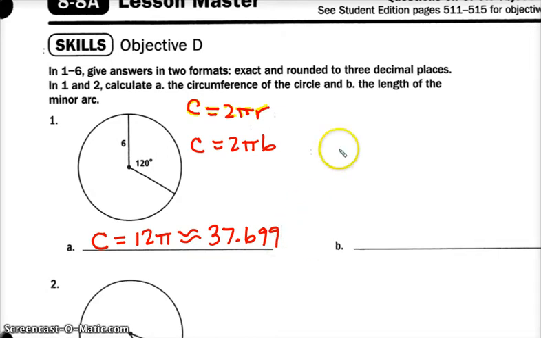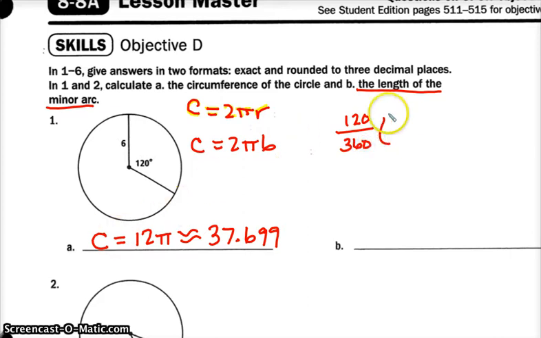37.699. Okay, for part B, let's look at the length of the minor arc. So since the measure of the arc is 120, we're going to do 120 divided by 360, and then multiply that by the circumference, which was 12 pi. I end up with 4 pi. The decimal approximation is 12.566. All right, let's try another.